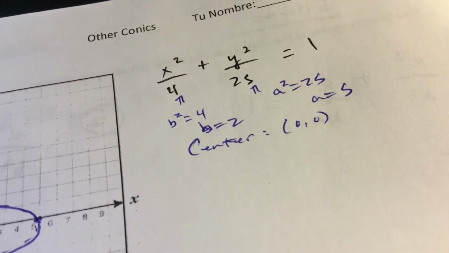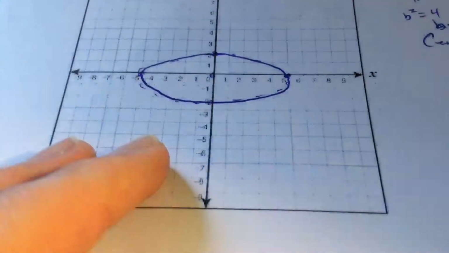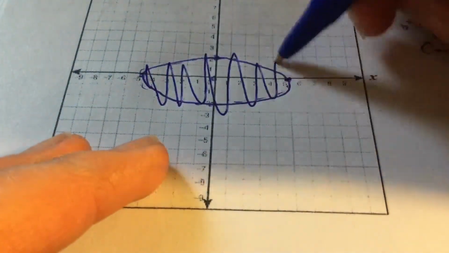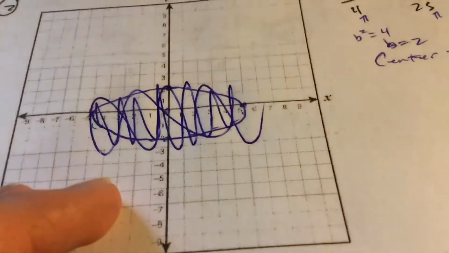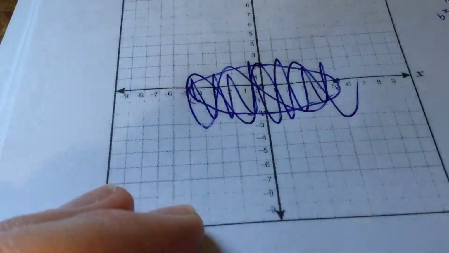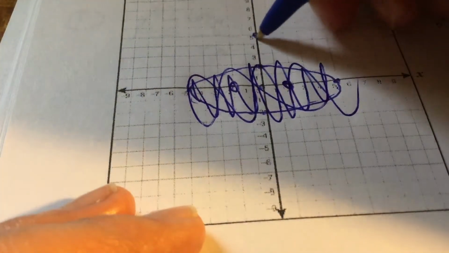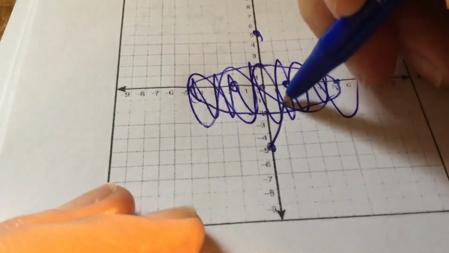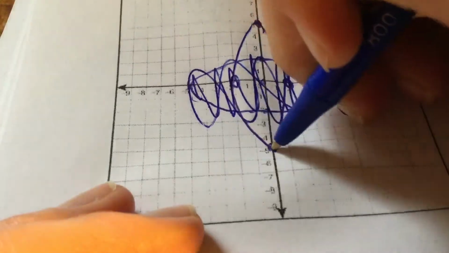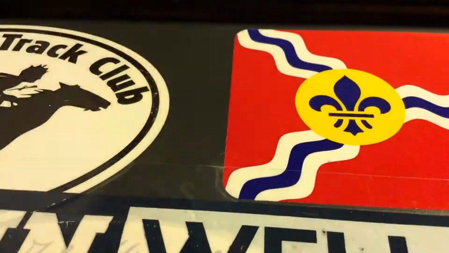Whoa, whoa, whoa. We made a boo-boo there. On the y-axis, it's bigger. All right, so on the x-axis, it is 2, and on the y-axis, it's 5. Okay, so it's elongated with the y-axis, and it's going to look something like that. Kind of a football standing straight up. My fault on that one.